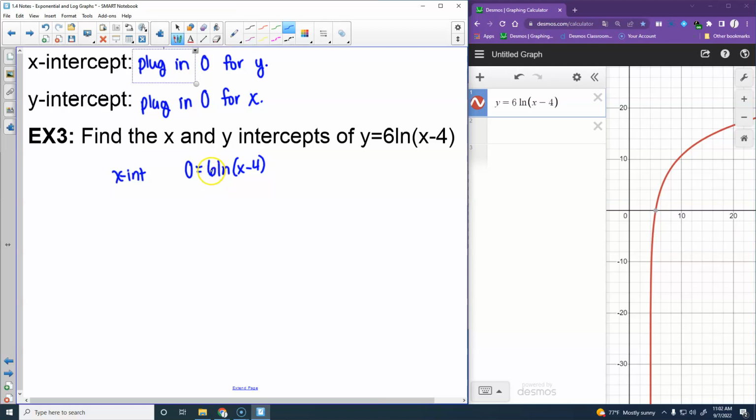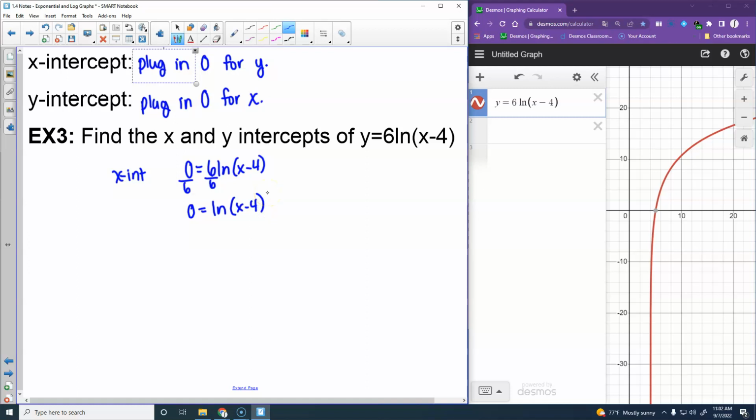I could, but it's easier if I just divide it off right here. You could put it in as an exponent, but then you're going to have something that says 6 to a power to deal with. So if you just divide it because it's multiplied by that natural log, you'll get 0 equals natural log of x minus 4.